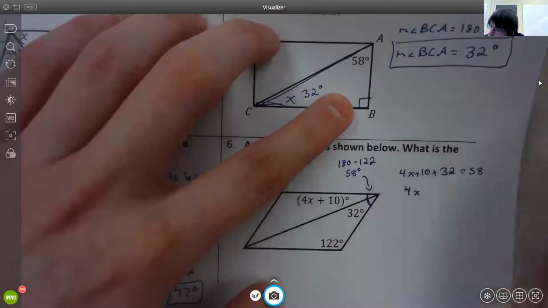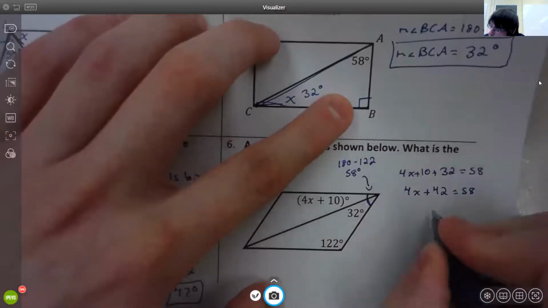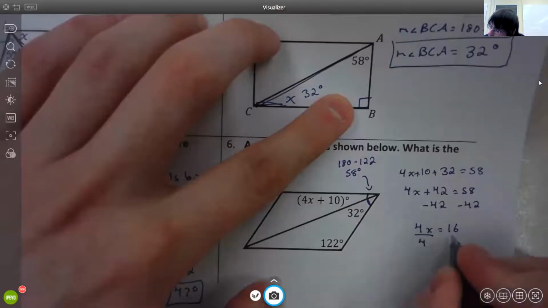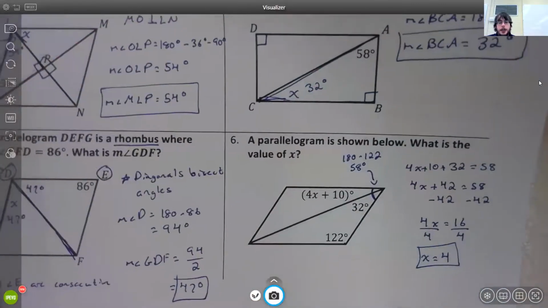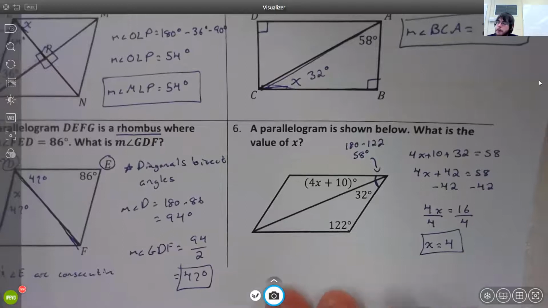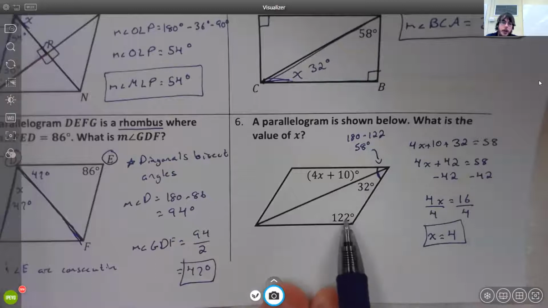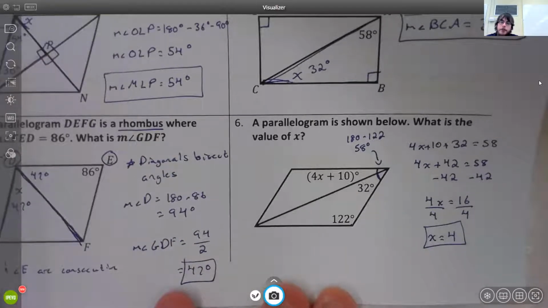Combine like terms on the left side and you get 4x plus 42 is equal to 58. Subtract 42 from both sides. You get 4x equals 16. Divide both sides by 4 and you get that x is equal to 4. The other way you could have set that one up, much the same, is you could take all three of these, the two parts in this one angle, add them together and set them equal to 180. Okay, that was the other way you could have done it.